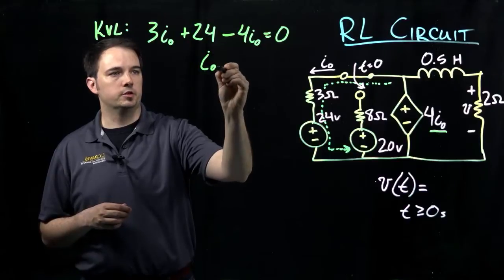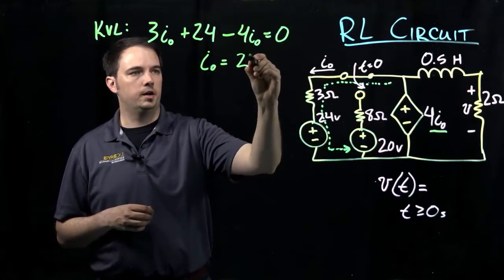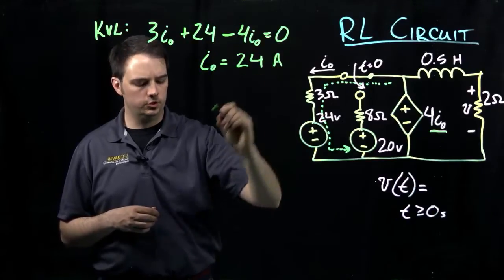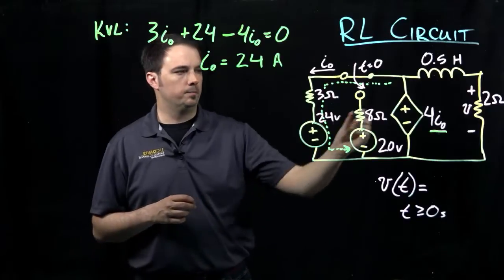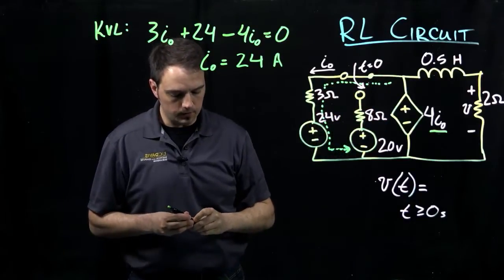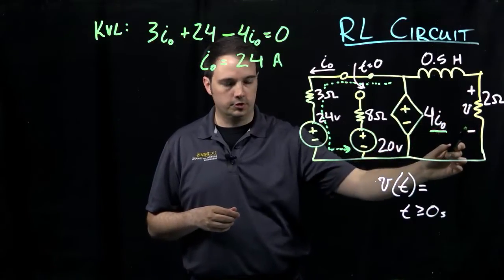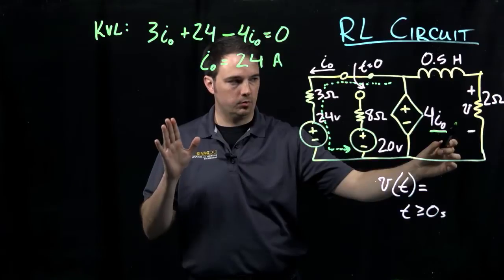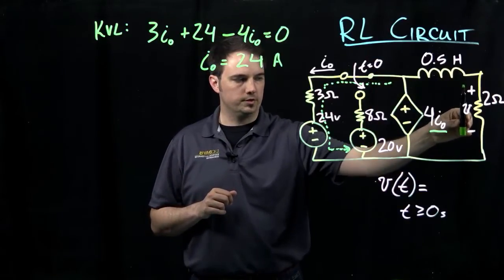Now solving this, we only have one unknown, so we can establish right off the bat that our current I naught is going to be equal to 24 amps. Because we know that current I naught is flowing in this direction, we want to define the voltage at the initial condition, when we're already at steady state before I've flipped the switch. What's the voltage on this side here?